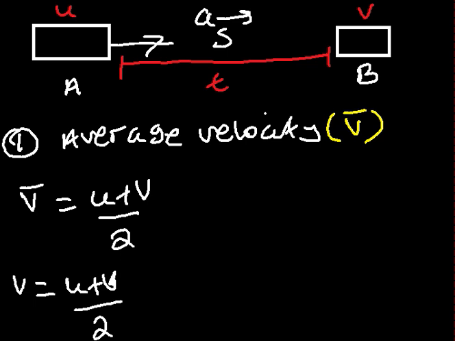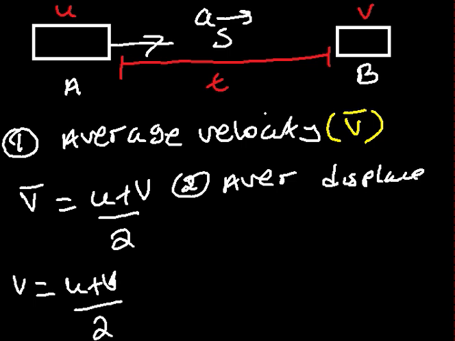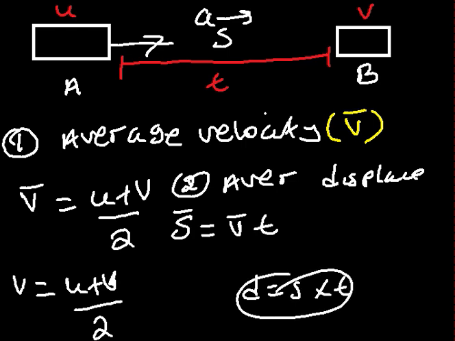And apart from the average velocity, we can also have what we call the average displacement. So how should you have the average displacement if that is the case? Now the displacement is given as s. So the s bar, which is the average displacement, will be given as the average velocity times the time. You should understand that the distance is given as the speed times time. We are using this analogy in the analysis of that case.